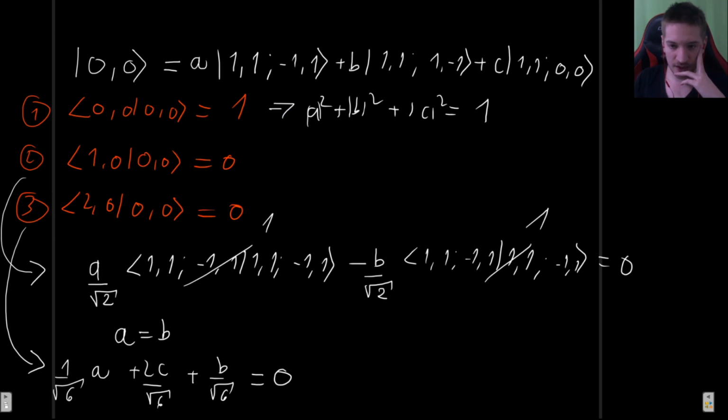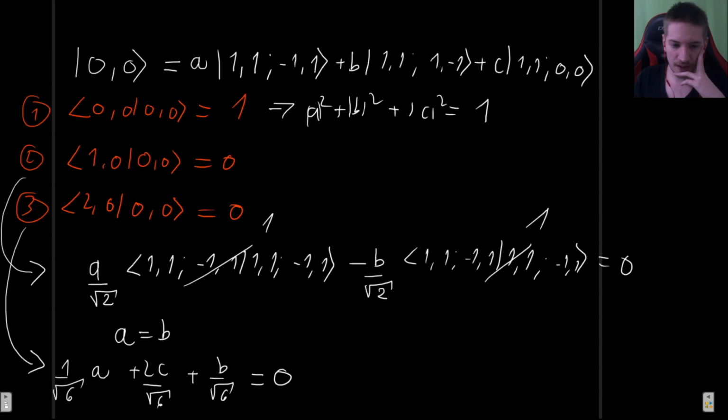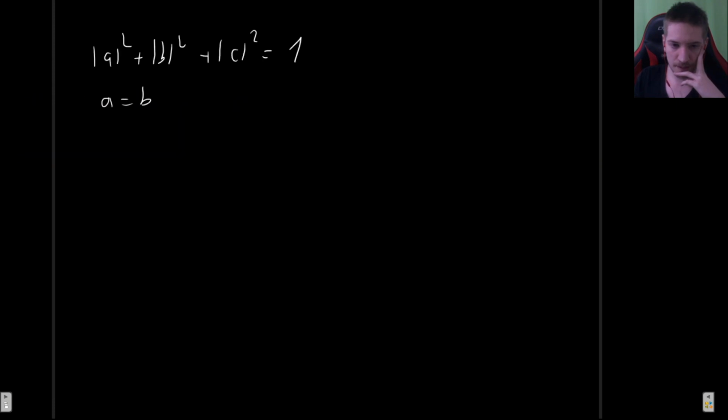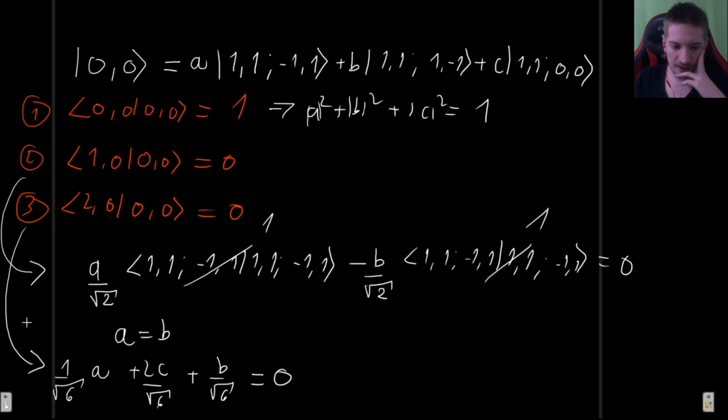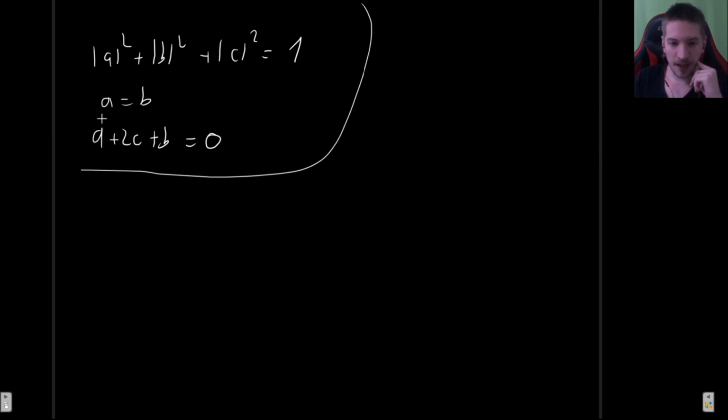So our system of equations is going to be a squared plus b squared plus c squared equal to 1. And then we know that, what was the second one? A has to be equal to b. And also that, well, we can just multiply by the square root of 6, so it is simplified. The last one is a plus 2c plus b is equal to 0. Since we know a is equal to b, we can plug it into this third equation. So we get that 2a plus 2c is equal to 0. So a is equal to minus c.